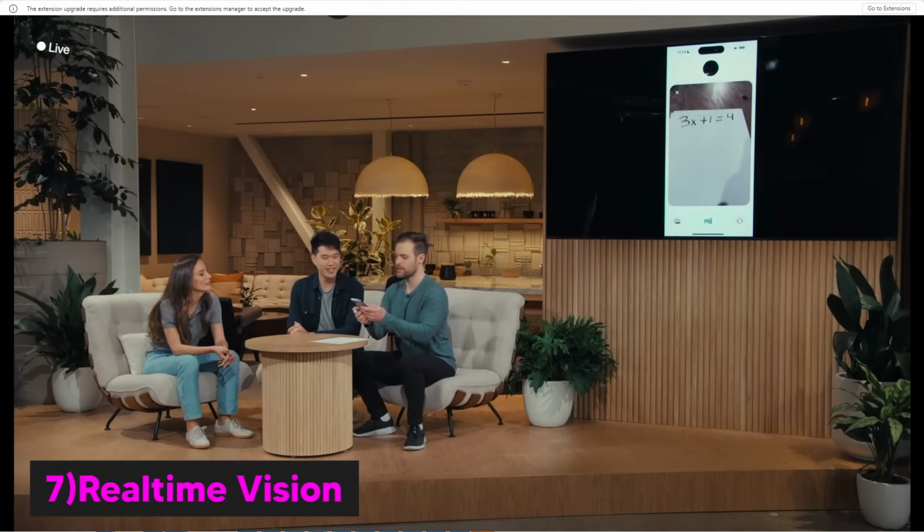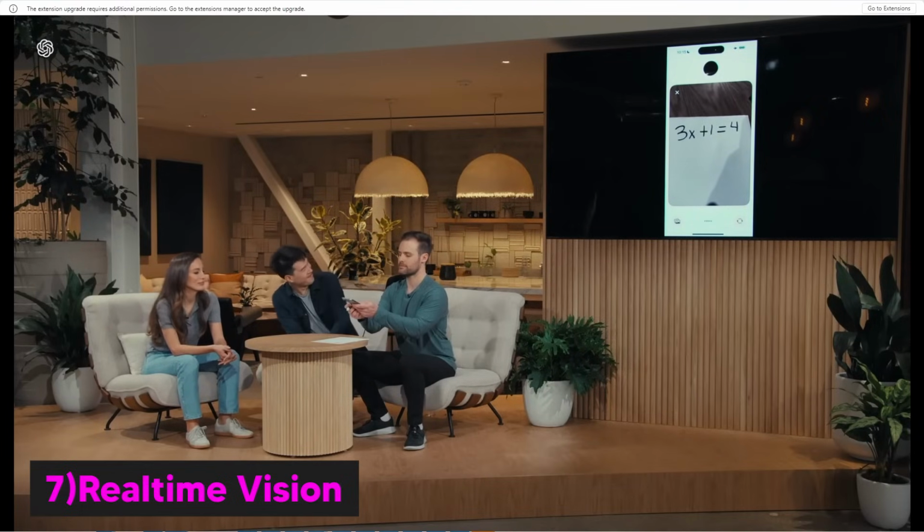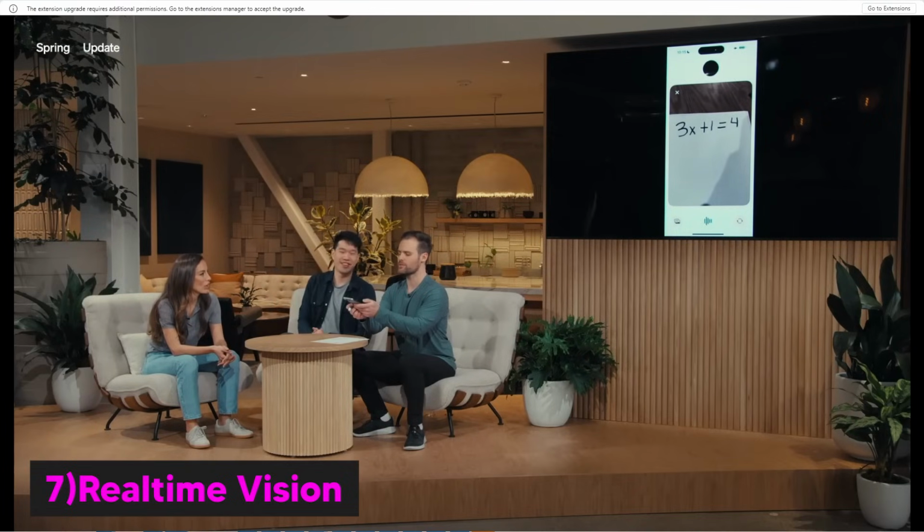So, ChatGPT, what equation did I write down there? Ah, I see it now. You wrote down 3x plus 1 equals 4. Yep, exactly. So what's the first step I should take to try to solve this? The first step is to get all the terms with x on one side and the constants on the other side. So what do you think we should do with that plus 1?